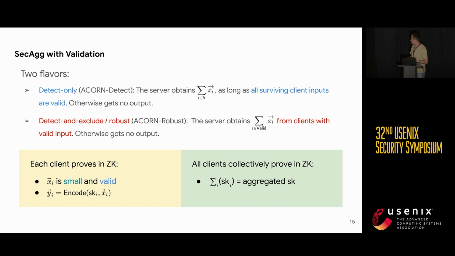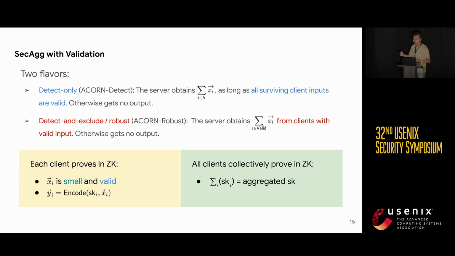For proofs, essentially all the client needs to prove in zero knowledge is that their input is small and valid. So valid just means their input meets a specification, for example, if the input is a binary vector or a one-hot vector. And then the client has to prove that they actually followed the procedure to encode their input.